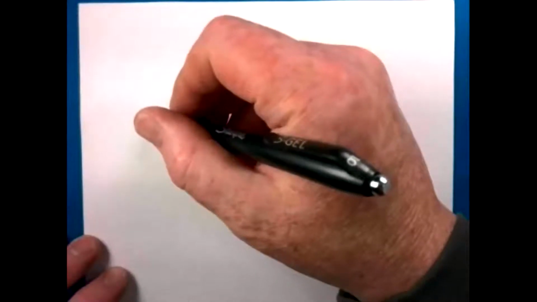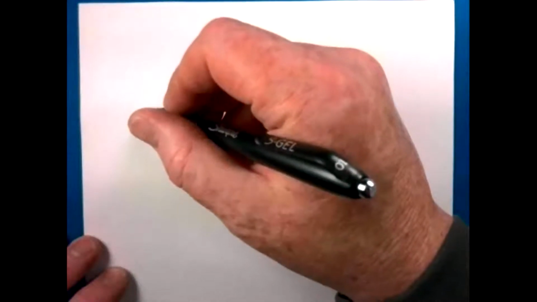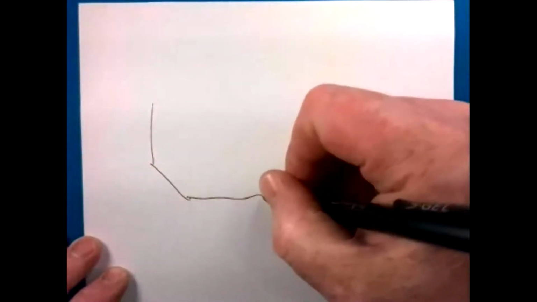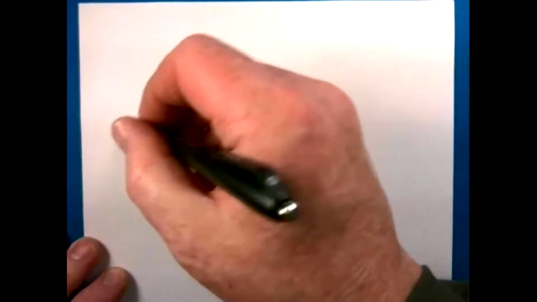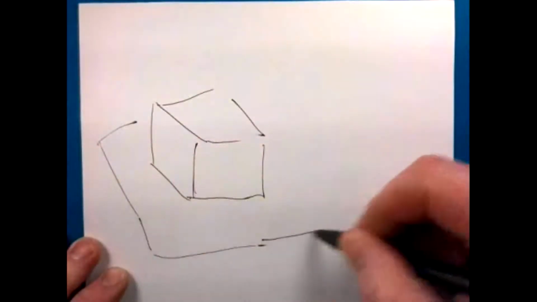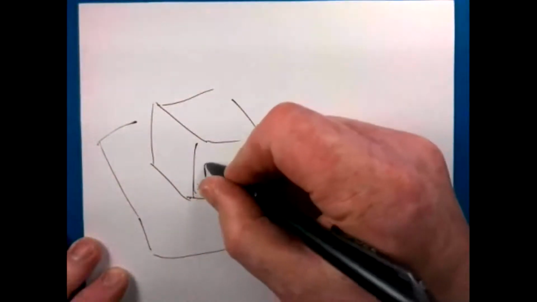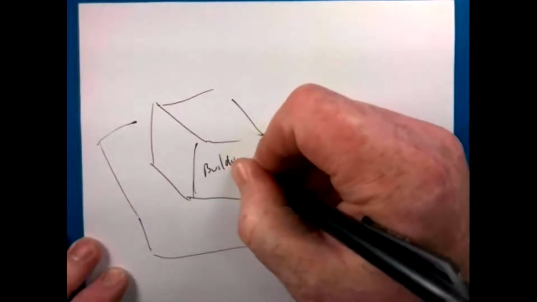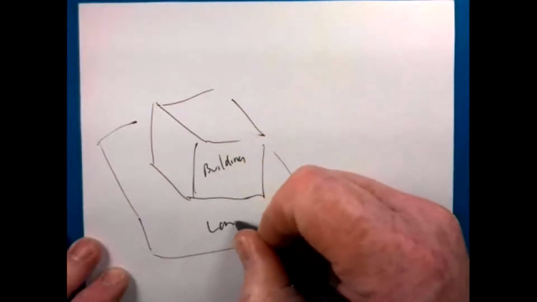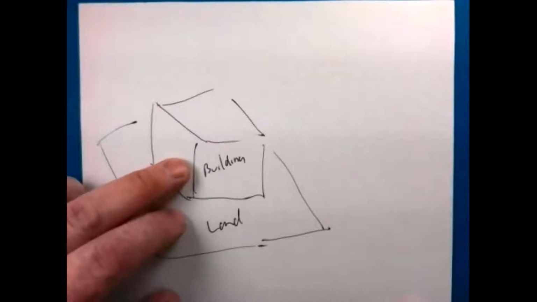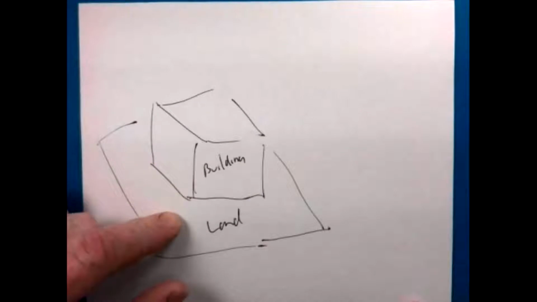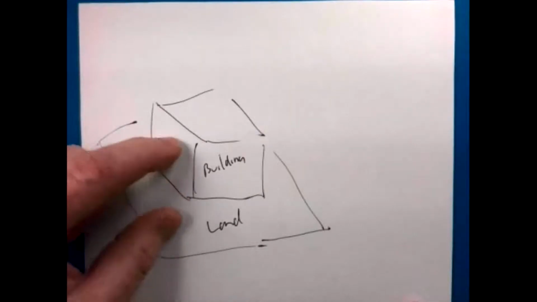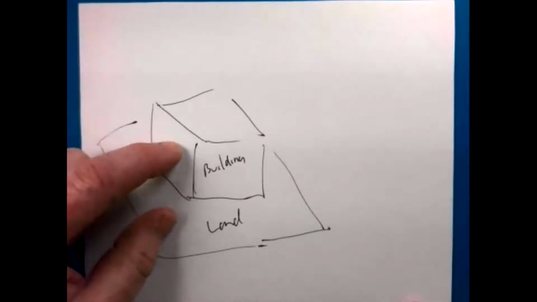Okay, so let's say that your company has a building and it's on some land. All right, so building, land. Let's say you're using the building and you have land underneath the building. Those will both be in property, plant, equipment.